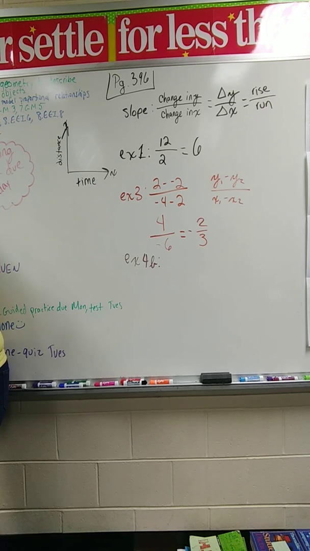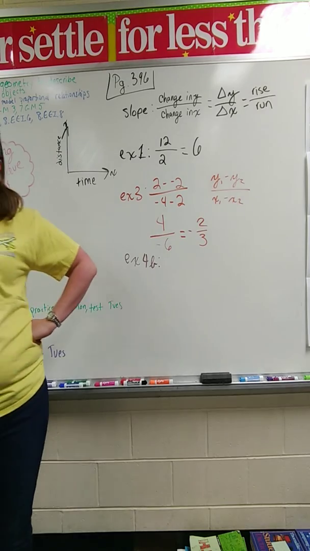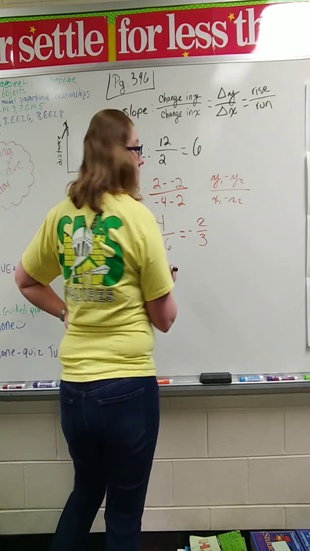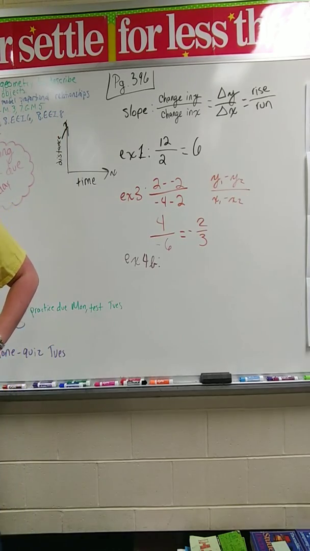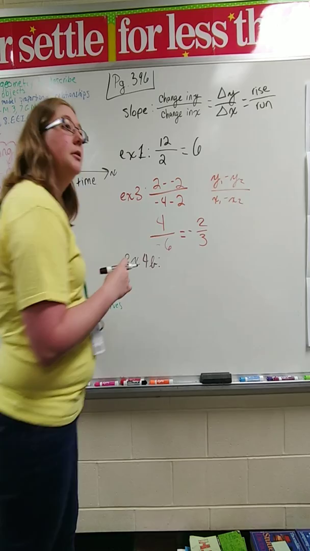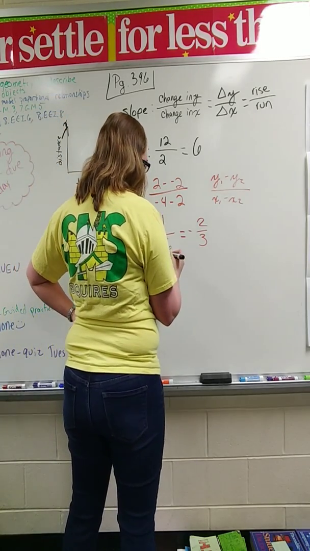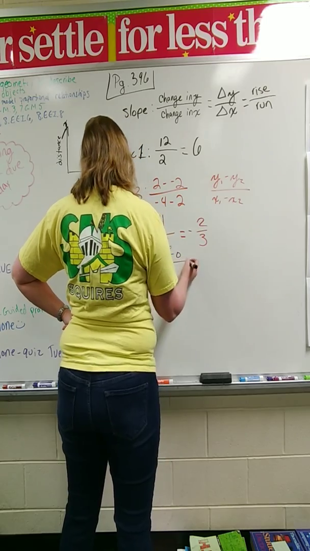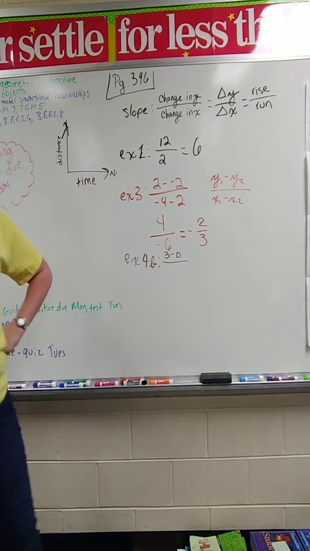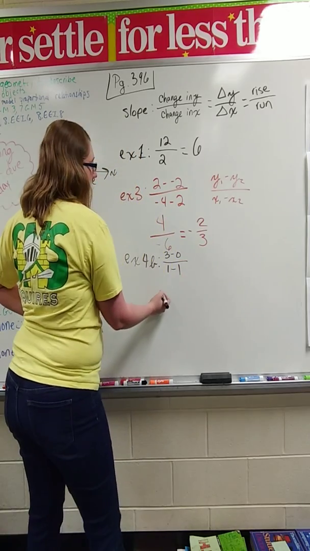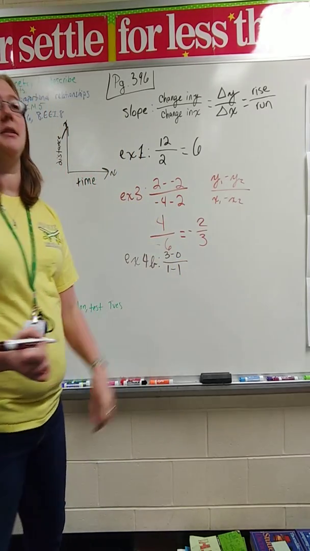I have a point at 1, 3, and I have a point at 1, 0. So what is my change in y? What are my two y values? 3 and 0. What are my x values? 1 and 1. Okay. So what is 3 minus 0?